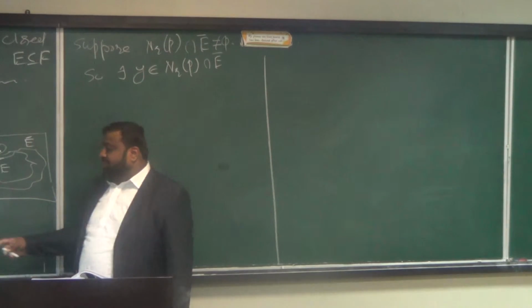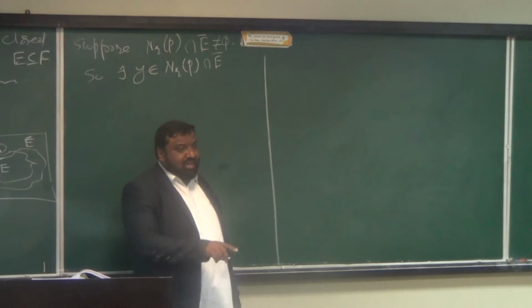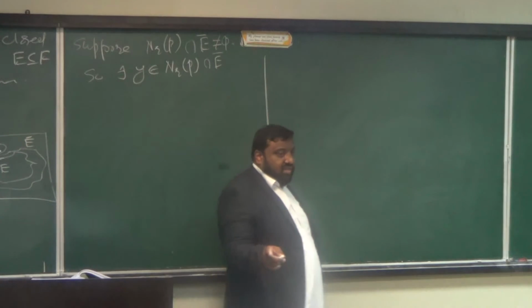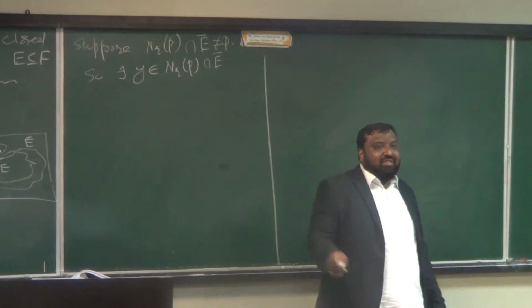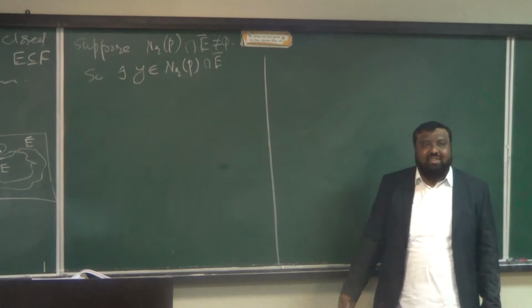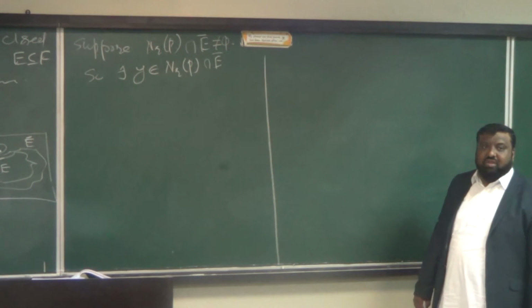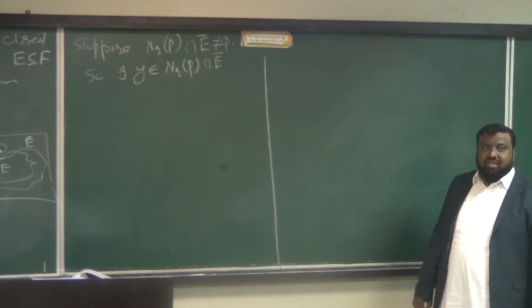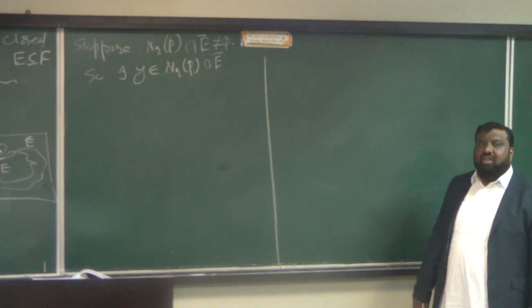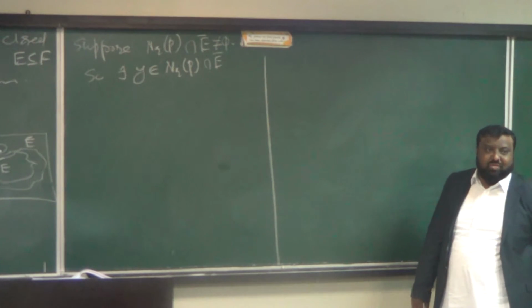We know that the intersection of the neighborhood on E does not meet with E actually. But is it necessary that... When we say y belongs to E closure, it means y is a point in E closure, E bar. Is it necessary that it should be in E?